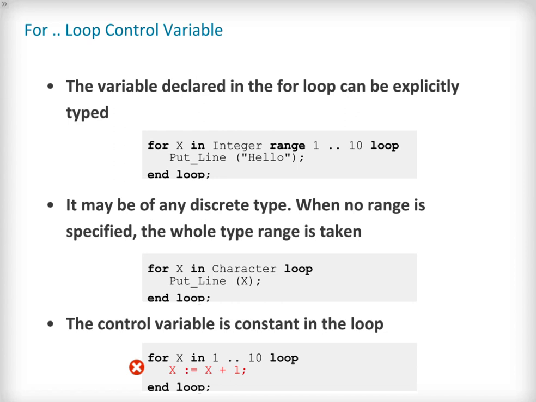One important point is that this index is constant from within the loop, so it is not possible to change the value of this index in the loop itself. Only the for loop can automatically increment that variable at each iteration.